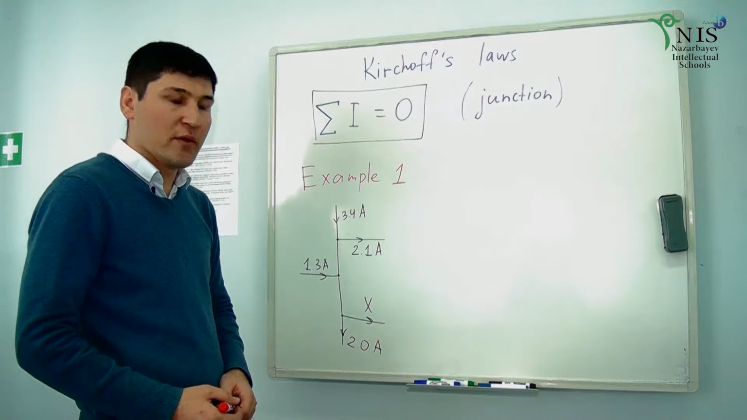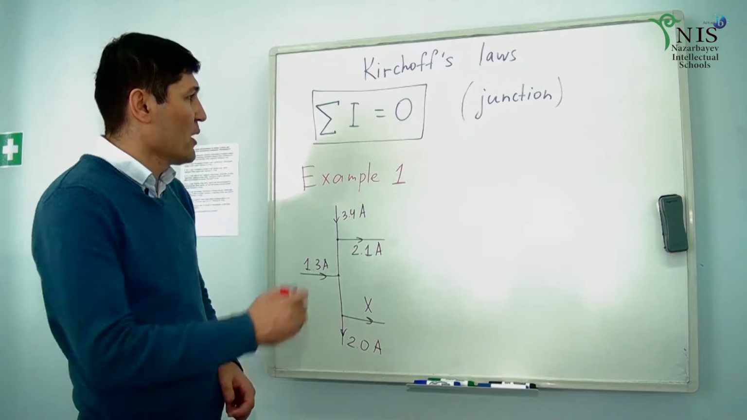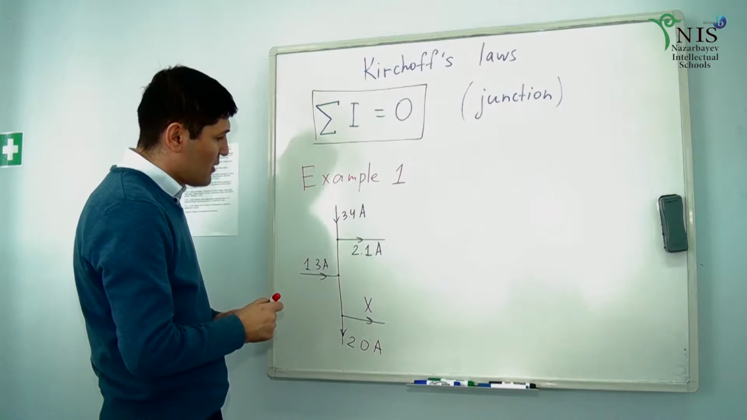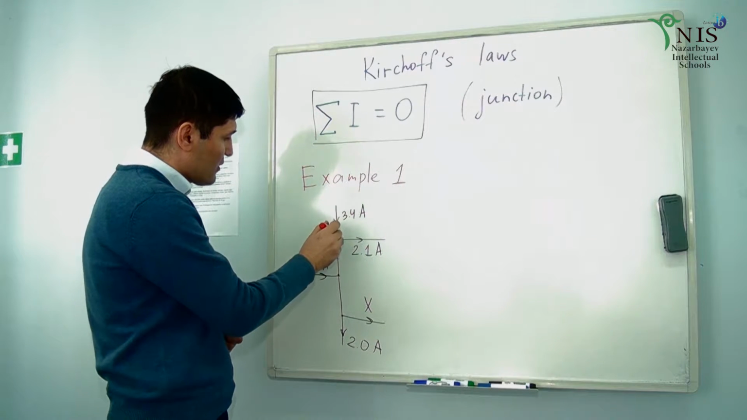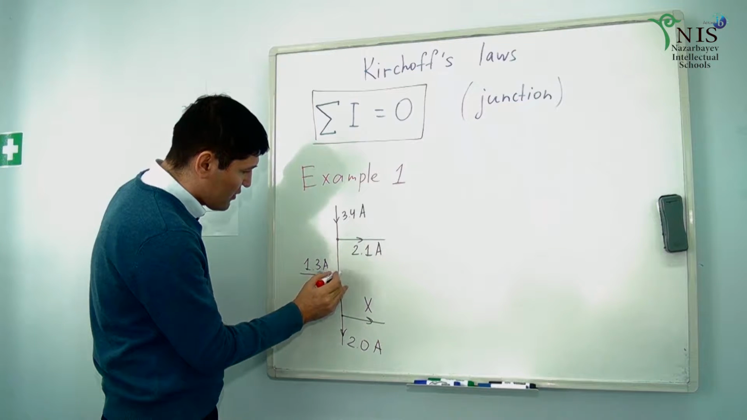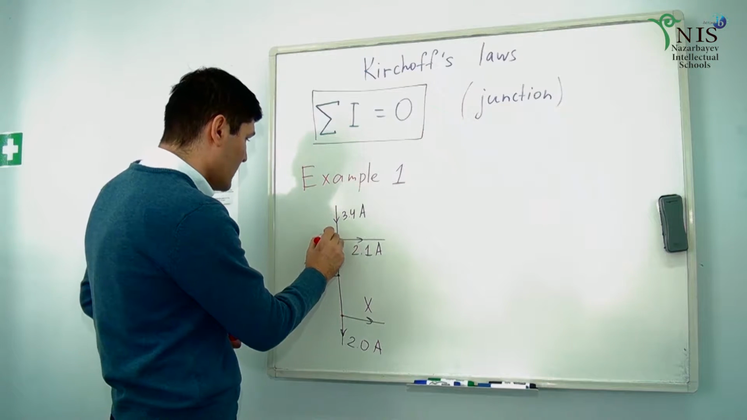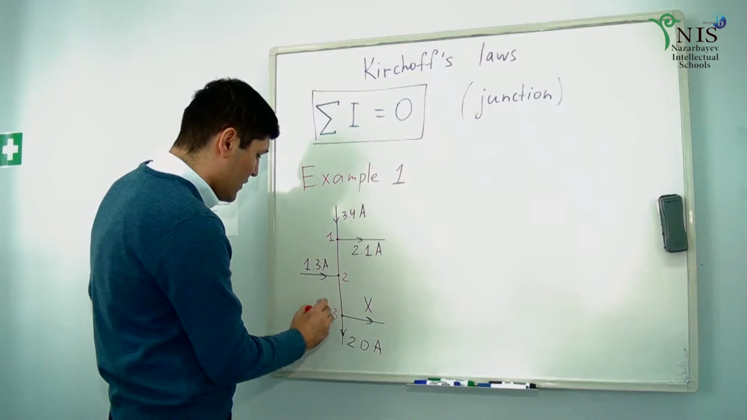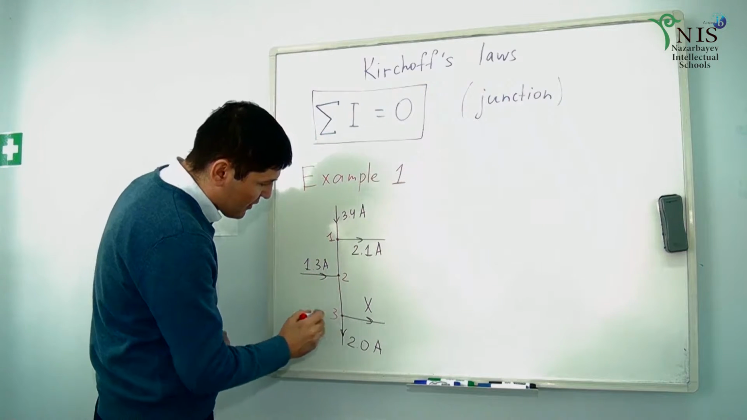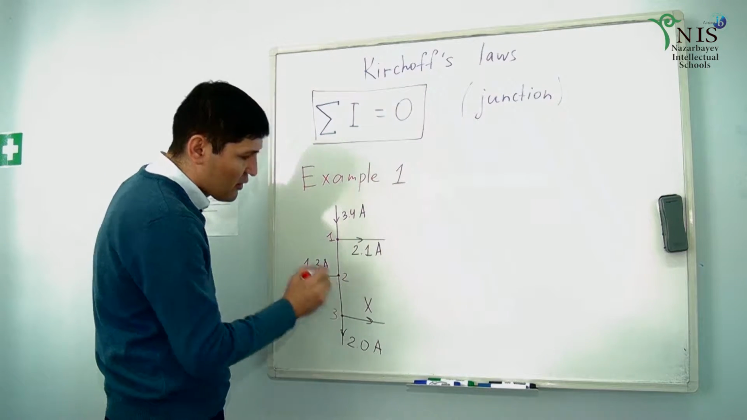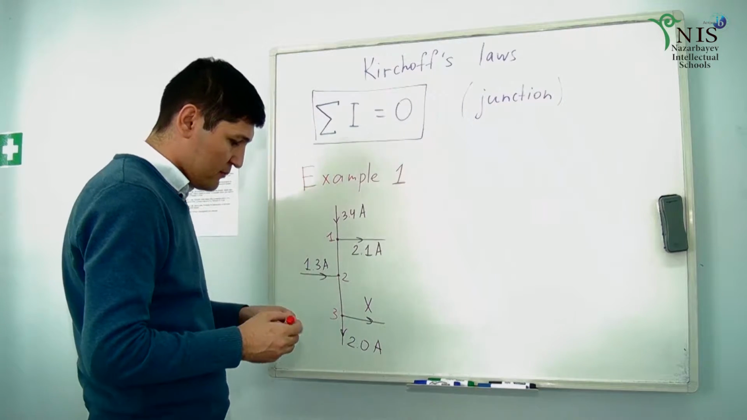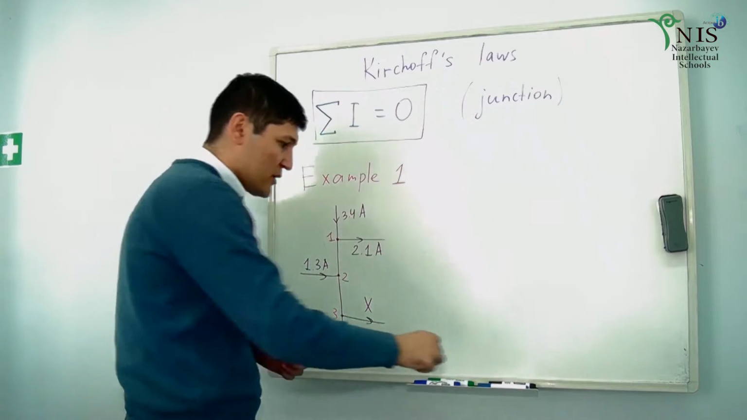So let's have a look at this example of how we apply the junction law. We have a circuit here, with current going through it, and how many junctions do we have? Junction 1, junction 2, junction 3. Let's label them first, second, and third. And we have currents labeled, and our question is, what is the current going out at the third junction, which is X? Let's work on this question together.